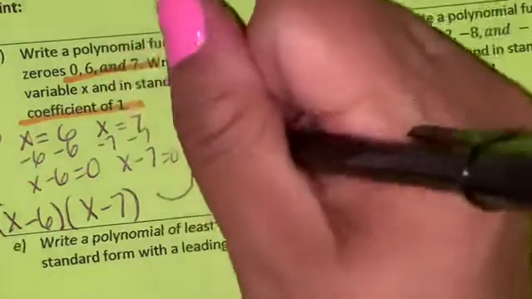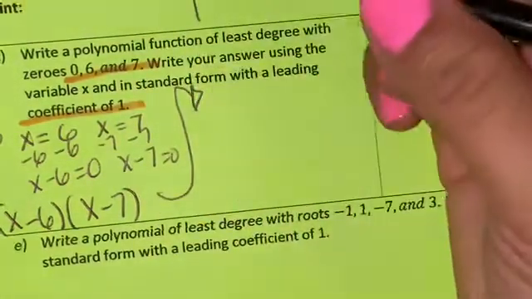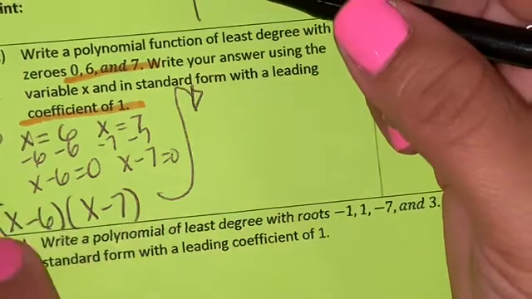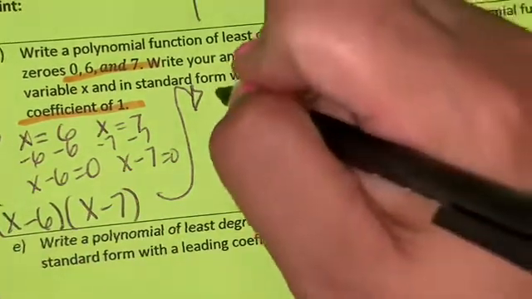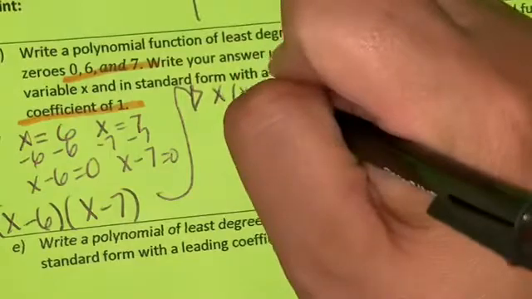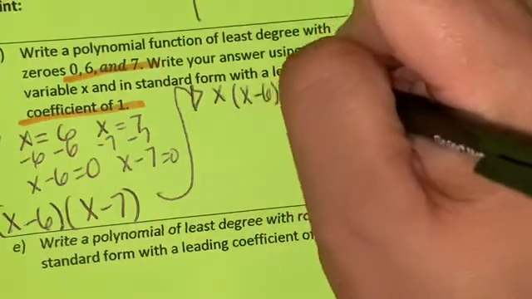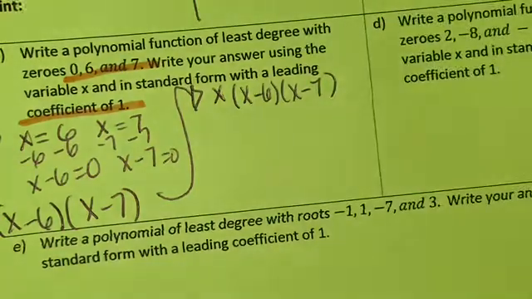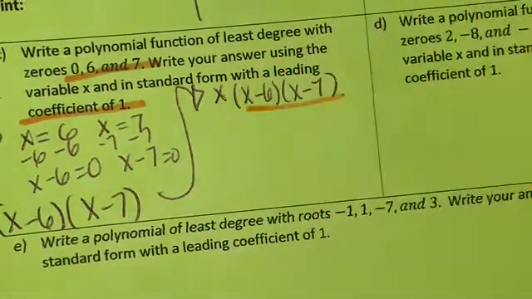Okay, so let's do that. I'm going to multiply the linear functions first, these two linears, and then I'm going to multiply the x at the end. So it's going to go x times x minus 6 times x minus 7. I'm going to do this part first. So that part is going to be first.